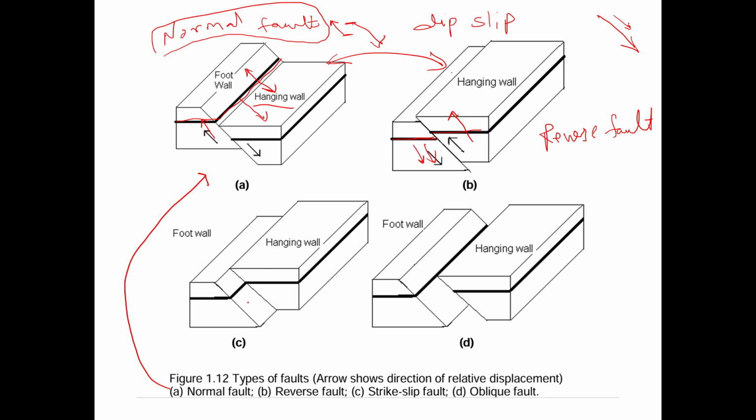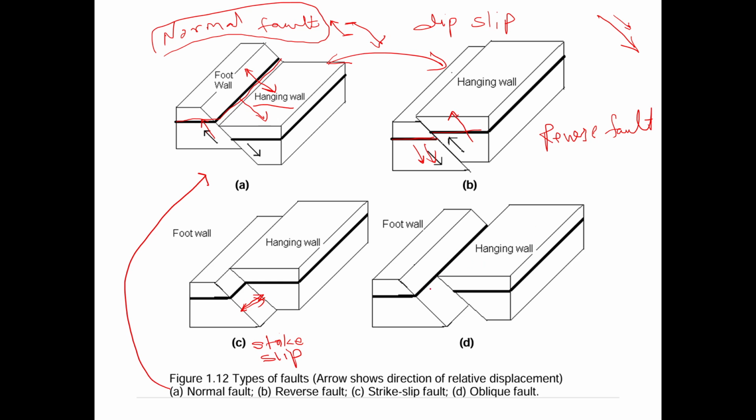Now here you can see it is moved horizontally, right? So we can say it as a strike because we have seen that this direction is called as strike and the movement has occurred along this. So that's why we can call it as a strike slip.